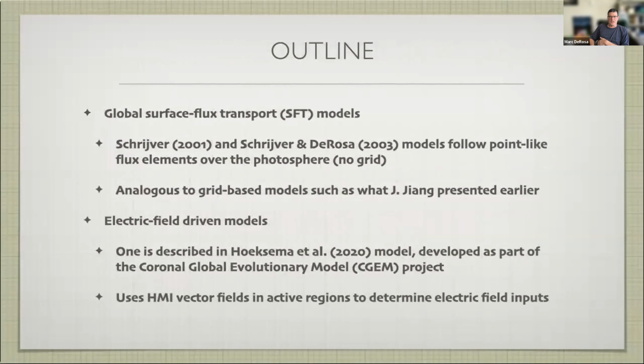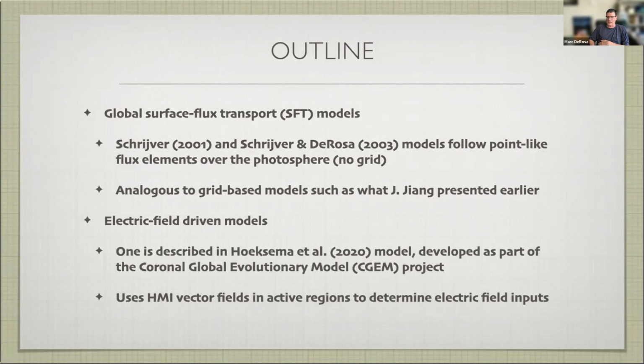So for this talk, I'm going to mainly talk about two topics. One is the global surface flux transport models that I'm using, Carl Schreiber's code that he developed basically at about the time that I arrived at Lockheed. I was thrown into the fire, so to speak. And then more recently, we've been thinking about electric field driven models, which potentially can provide some more information about the energy flow through the photosphere into the higher layers.